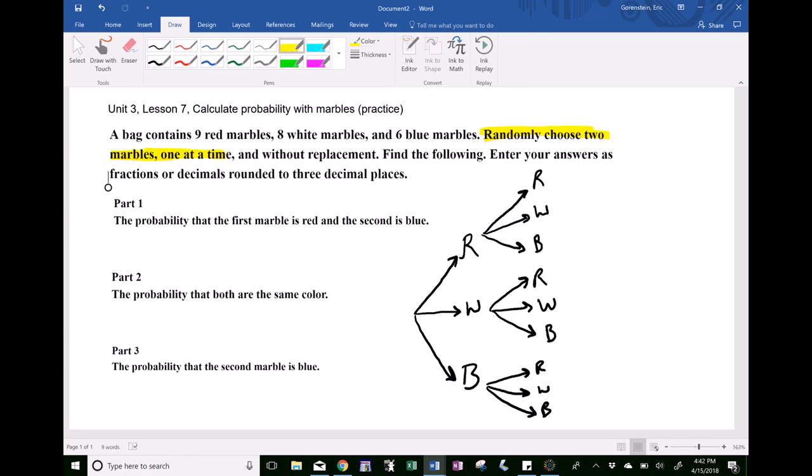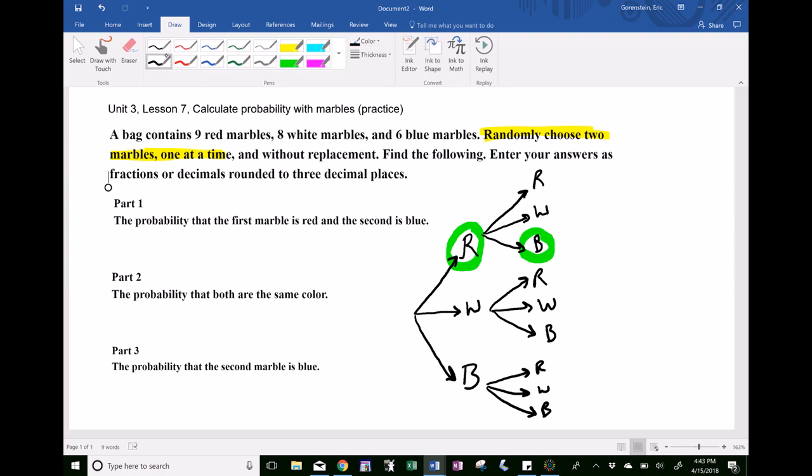So, part one, what's the probability that the first marble is red and the second marble is blue? All right, so if we follow this tree diagram that I have listed: first marble is red, second marble is blue. Okay, so that only happens one specific way. Now, we have, say, 9 red, 8 white, and 6 blue. So there's 23 marbles in total. So let's break it up step by step.